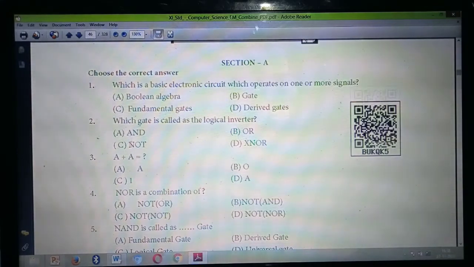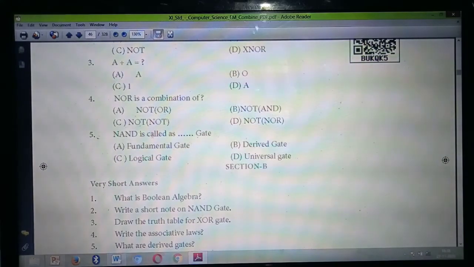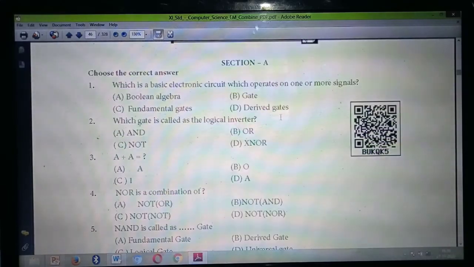Third question, answer option D, A. Fourth question, answer option A, Not of R. Fifth question, answer option B, Derived gate. Okay, have you all marked?